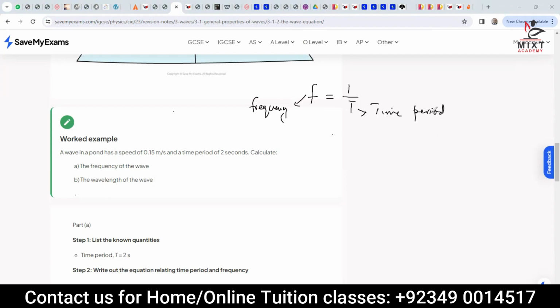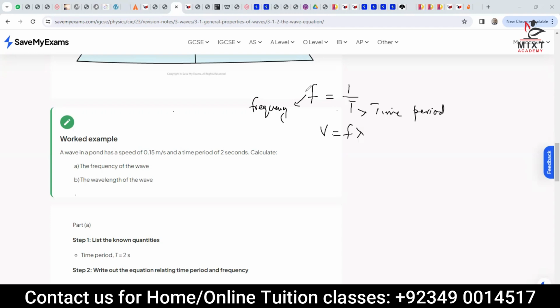So basically in this chapter, you will have two formulas. One formula is F is equal to 1 upon T and the other is V is equal to frequency times lambda. By using these two formulas, can you solve the question which is given here? A wave in a pond has a speed of 0.15 meter per second and the time period of 2 seconds. Calculate the frequency of the wave and the wavelength. Can you do that, please?